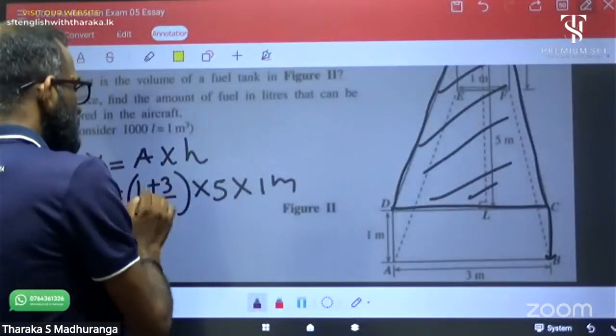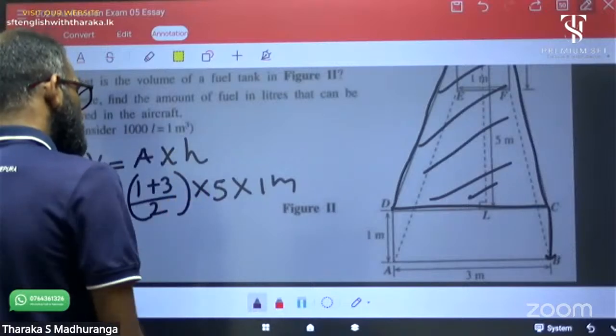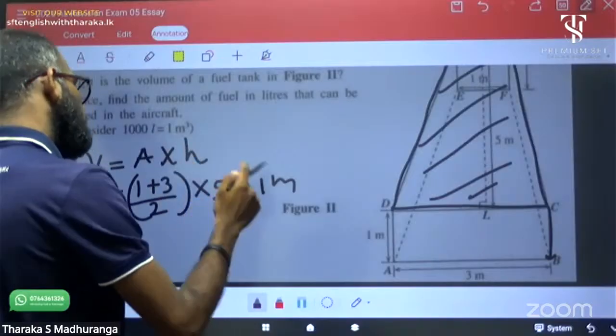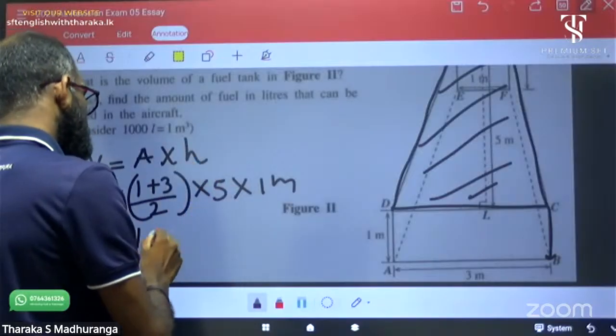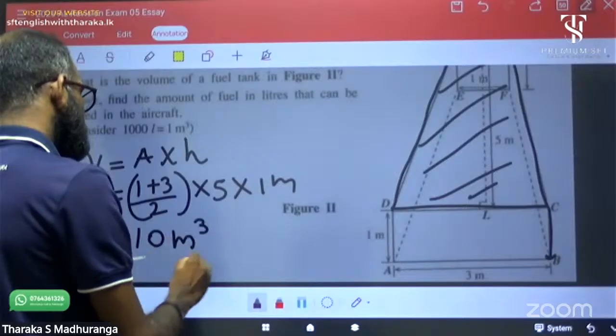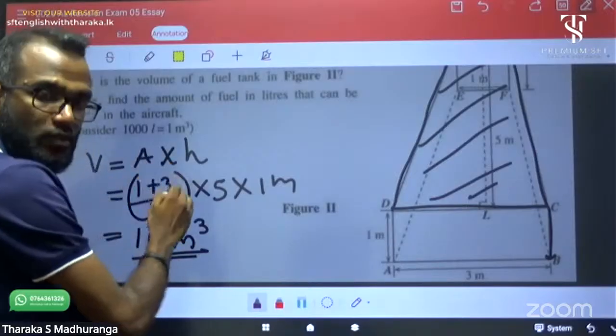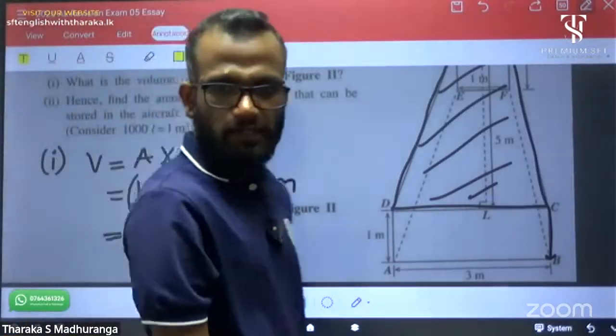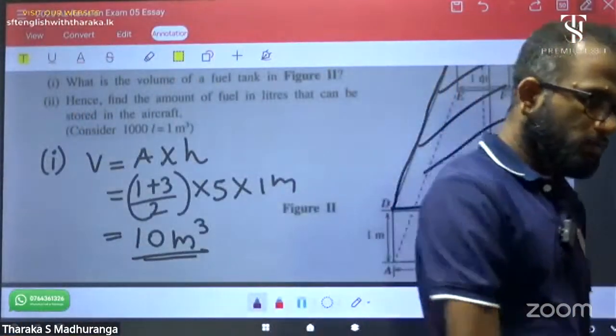1 plus 3 is 4. 4 divided by 2 is 2. 2 into 5 is 10. 10 into 1 is 10 cubic meters. Unit is compulsory. Because area is square meters into meters, it is cubic meters. Without the unit, you are wrong.